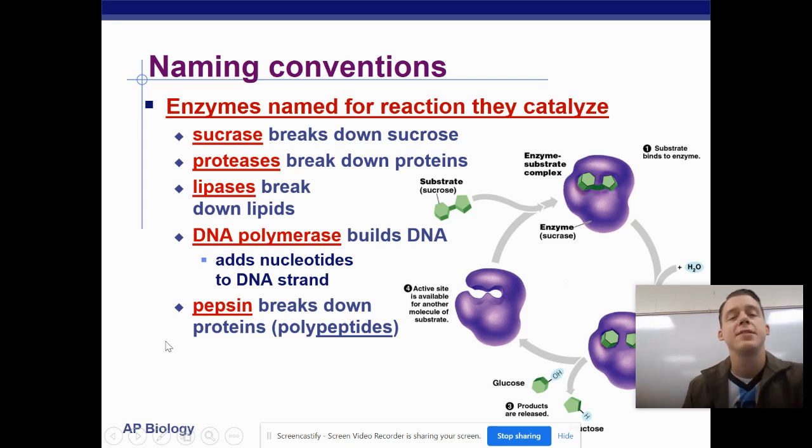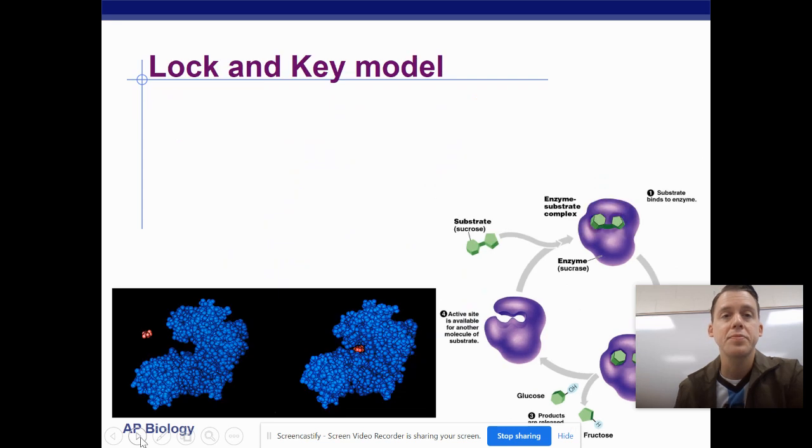DNA polymerase is a slightly different one because DNA polymerase is not a breaking enzyme, it's a building enzyme. The key there is polymer is right in the name, and we know that a polymer is something that is built. So DNA polymerase builds DNA, it makes it longer, and then pepsin, a little different because it ends in SIN, breaks down proteins. The name there comes from polypeptides. So that is how they are usually named.